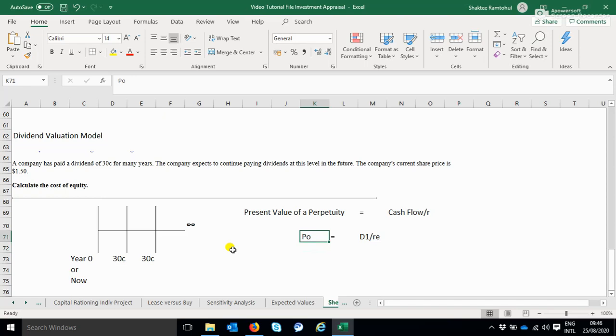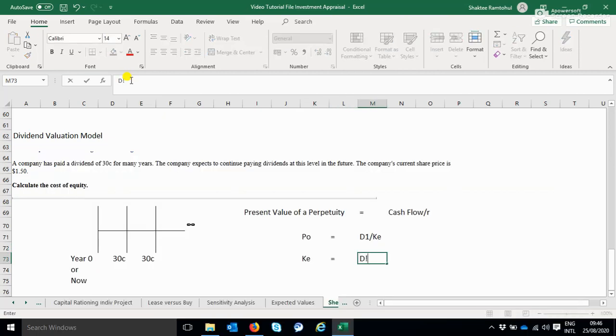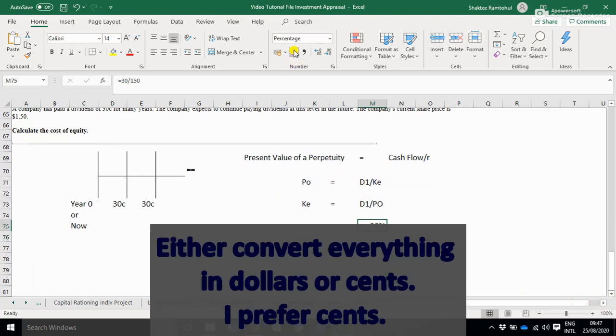Now, if this is the case, can I replace the RE? Because remember, if this is the return for the shareholder, it is the cost of the company. Can I just write this KE? So if I rearrange this formula, can't we say KE is equal to, well, D1, which is the dividend, D1, divided by P naught? If that's the case, what is D1? Well, D1 is 30 cents, right? And what is P naught? P naught is $1.50, but I like working in cents, keep it constant. So there you go. Our cost of equity is 0.2, or if you want, 20%.